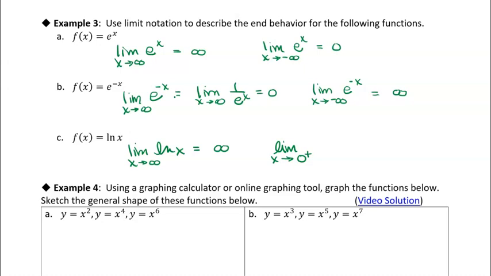All right, so we're just going to look at the left end of the domain, which is 0. We're going to approach it from the right. So what happens as x approaches 0 from the right? We get negative infinity. All right, so that's how we describe end behavior. We look at the ends of the domain, essentially, of the function.